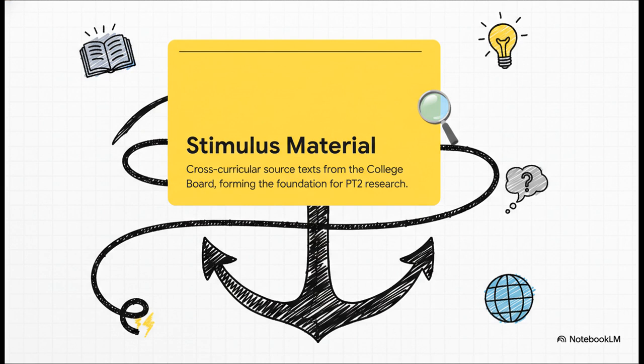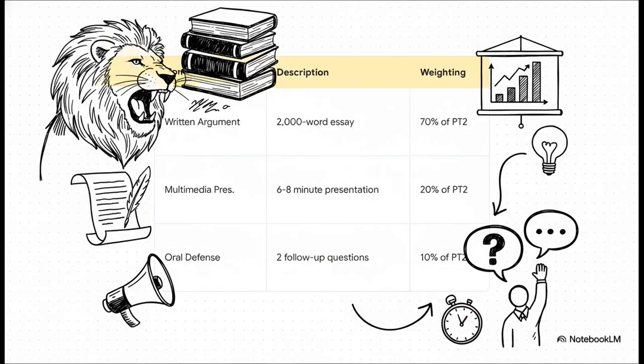Their question, their argument, their research, it all has to tie back in a meaningful way to at least one of these documents, no exceptions. Now, looking at this breakdown really helps you focus your energy. I mean, obviously that 2,000-word paper is the lion's share of the score. But here's the thing, you can't sleep on the presentation and the oral defense. Sure, they're weighted less, but that's where students prove they actually have a deep command of their topic and can think on their feet. Those are the skills that can really push a score into the top tier.